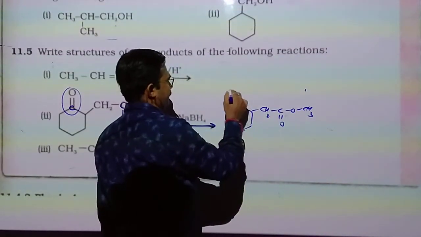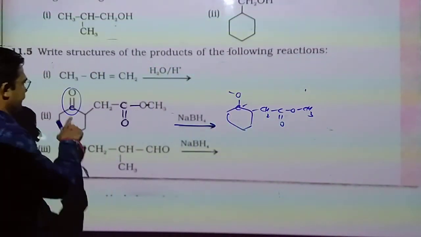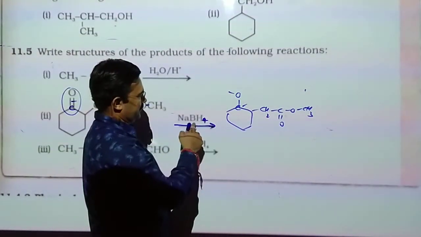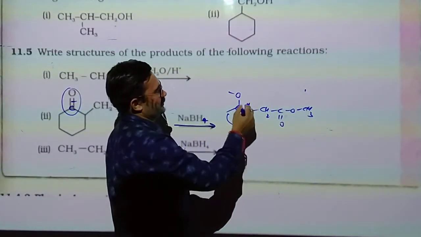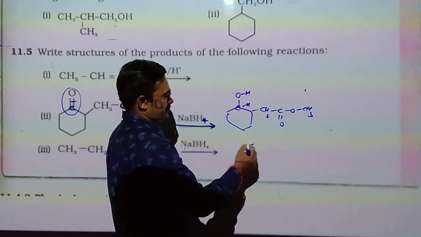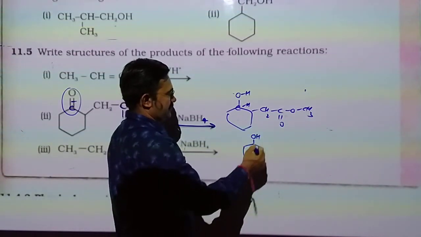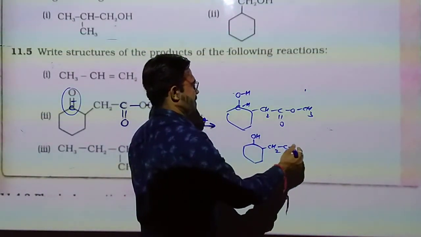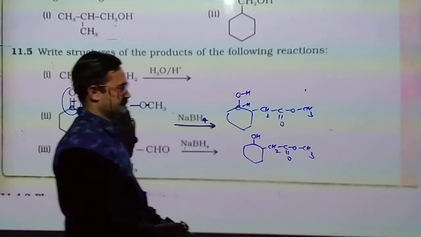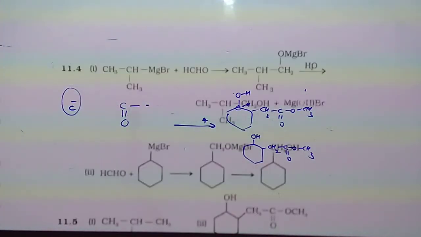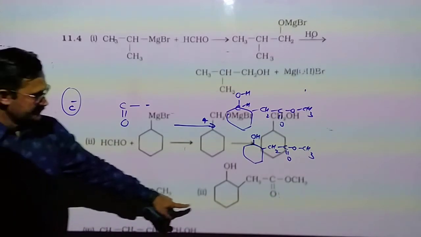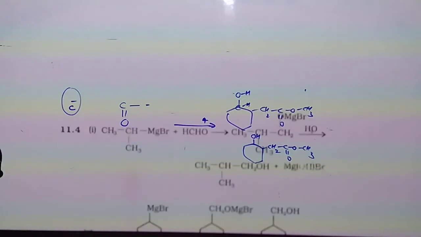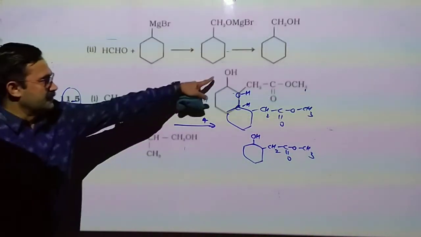Here after breaking the pi bond, one valency of carbon and one of oxygen remain. So hydrogen comes from NaBH4. One hydrogen with carbon, one with oxygen. So our product is a benzene ring, cyclohexane containing OH. Then the ester group remains as it is. This is our answer. Ester remains as it is. The carbonyl group is converted into, you can see, an alcohol group.